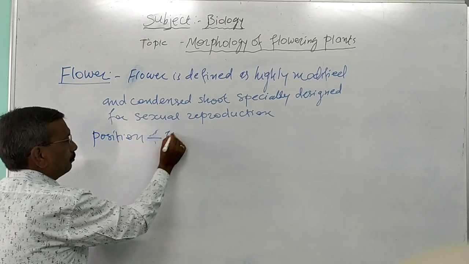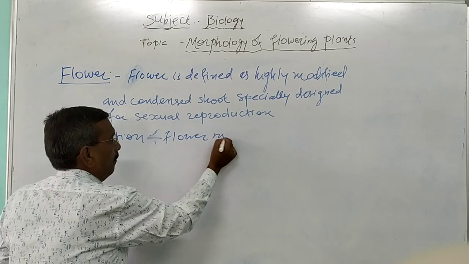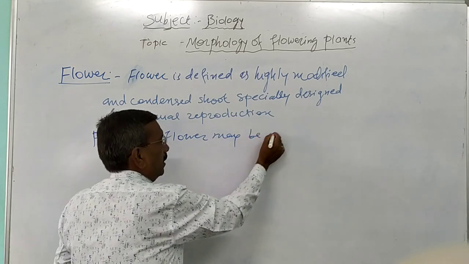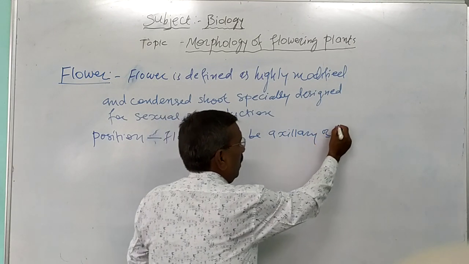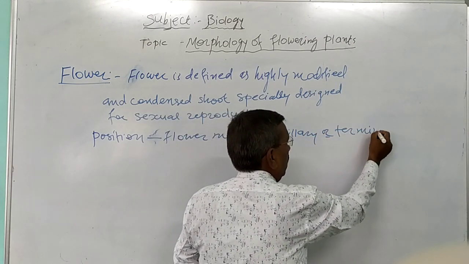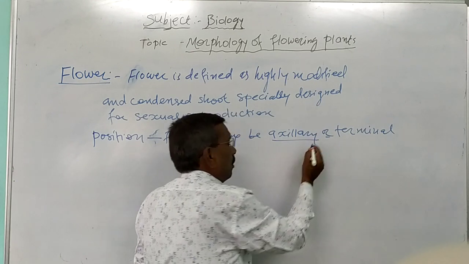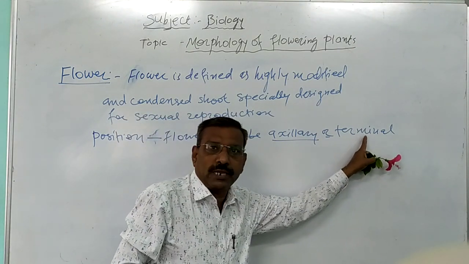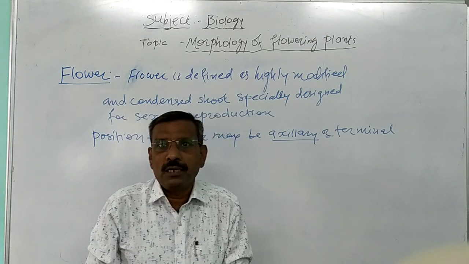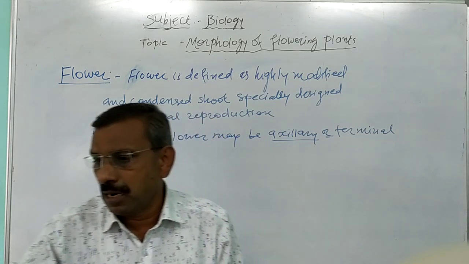So on the basis of position, a flower may be axillary or it may be terminal. When produced from the leaf axil, it is axillary, and when produced from the apex of the stem or branch, it is known as a terminal flower.